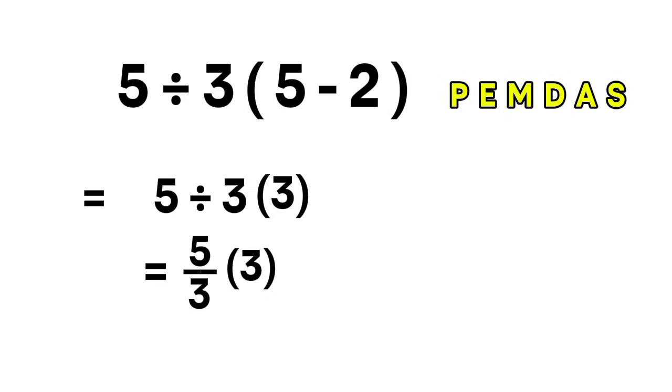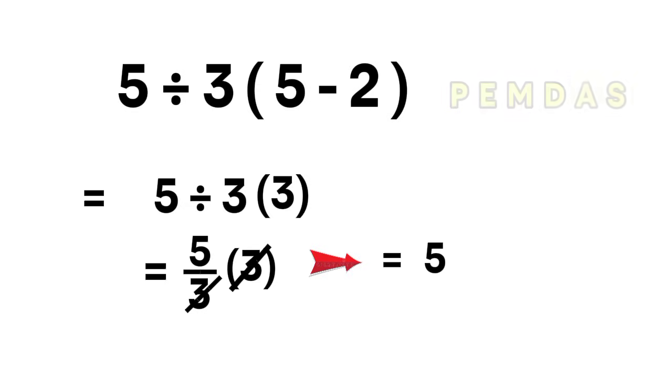And here comes the satisfying part. Oh yes, the cancellation moment. This 3 and this 3 can be canceled. So what are we left with? Just 5. And that means the final answer, the correct answer, is 5. Pretty neat once you follow the rules, right?